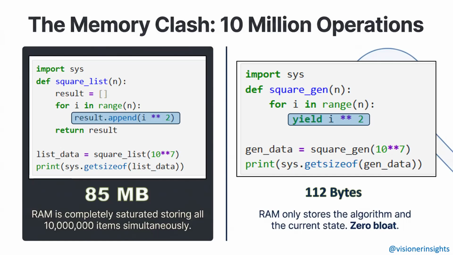Now look at the bottom, square_generator(n). Notice what's missing? There's no empty list setup, there's no .append, and there's no return statement. We simply loop and yield i**2. This lazy generator sits at just 112 bytes, whether n is 10 million or, honestly, 10 billion. Why? Because your RAM is only storing the algorithm and the current state. Zero bloat.